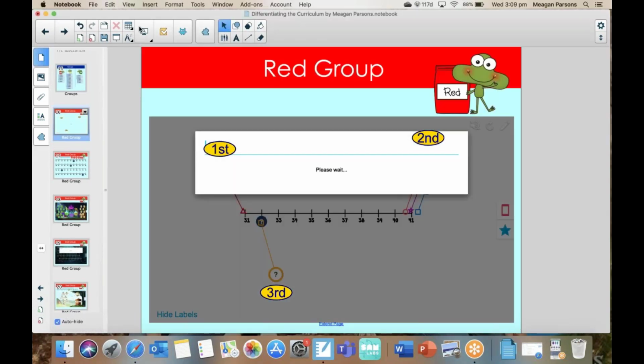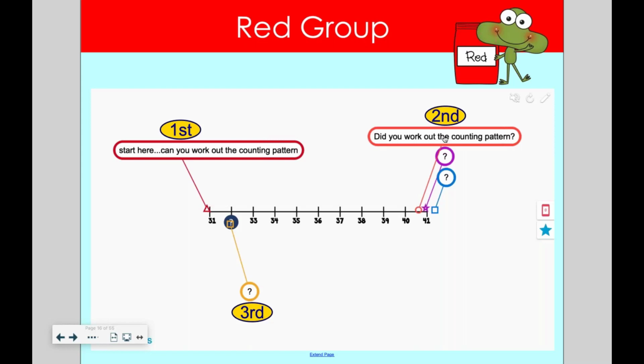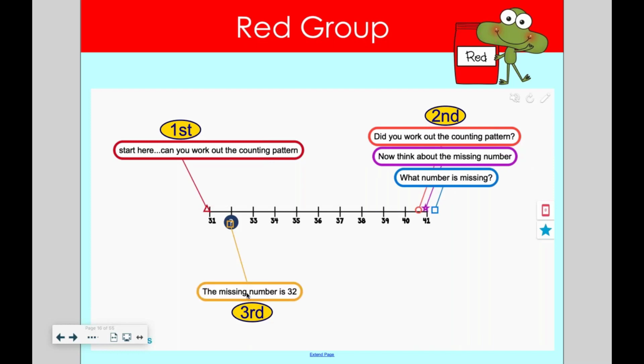So my red group start off with the little activity to explain what they need to do. They can keep coming back to this activity as often as they need it and see how to work out what the numbers are missing. So the instructions are there for them to say, great, start here. Can you work it out? Did I work it out? Now I'm thinking about what number is missing. What is it? The missing number is 32. So this little label reveal is sitting there, and they can come back to that at any time and see how they're going.